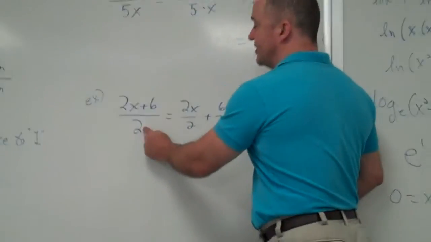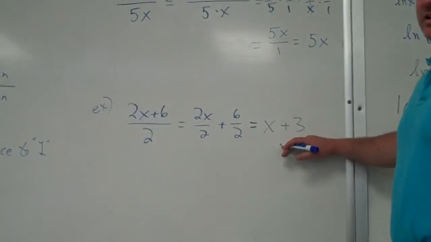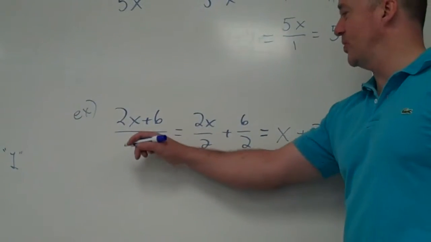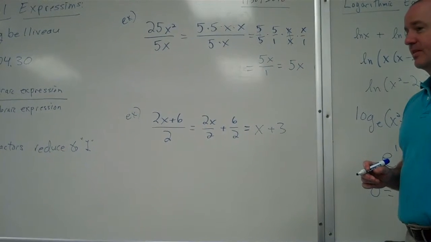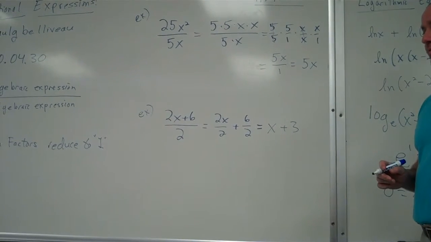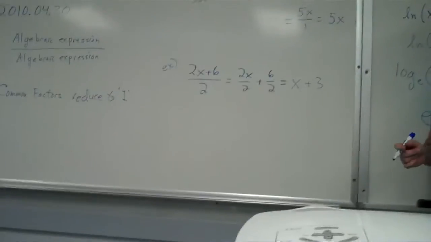If I had just done the 6 and the 2, that would have left me with 2x plus 3. That also would have been incorrect. So you have to take the 2 and divide both of them. This might be moving ahead a little bit, but what if you have addition and subtraction on the bottom? Can't do that. So you can't split it up. I'll get to that in 1 second, okay?